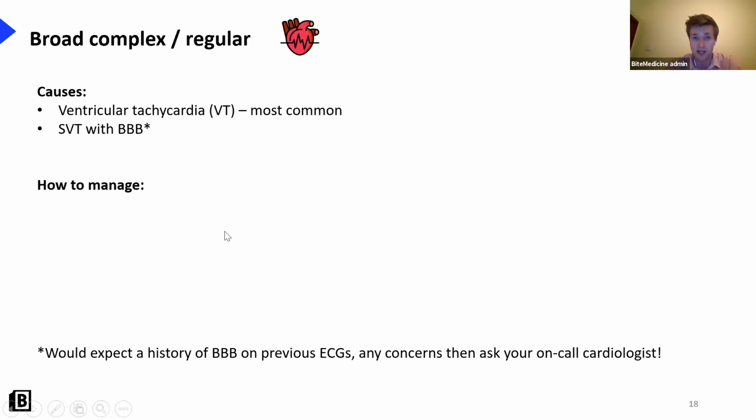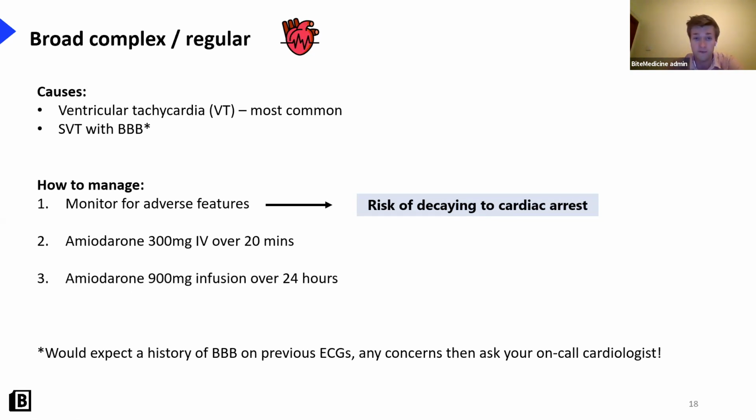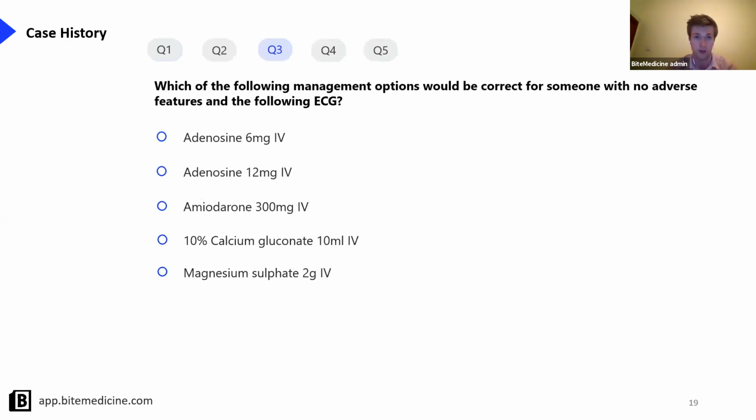So if you're thinking it's VT, how to manage? One, again, keep an eye out for those adverse features. There is a risk of decaying all the way to a cardiac arrest. Two, you can start amiodarone, 300 milligrams IV over 20 minutes. And after you've given that, you can start a 24-hour infusion, and that would be 900 milligrams. Okay. That is for broad complex regular tachyarrhythmias.